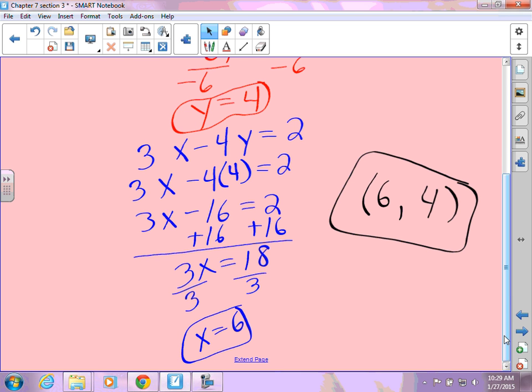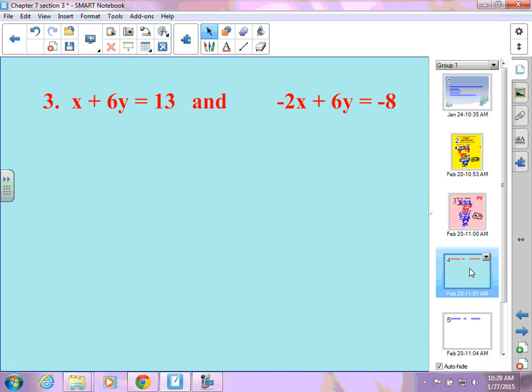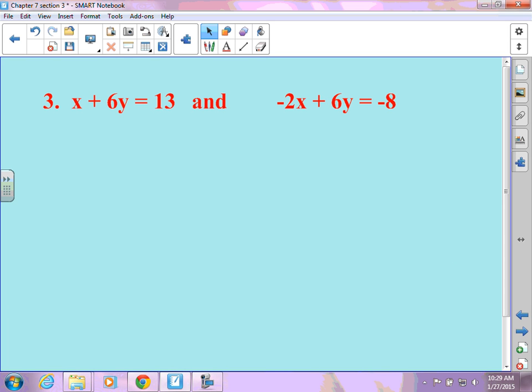Yes, they are. So x plus 6y equals 13 and minus 2x plus 6y equals negative 8. Should I add or subtract? How many people say add? How many people say subtract? Okay, good. You're going to subtract.